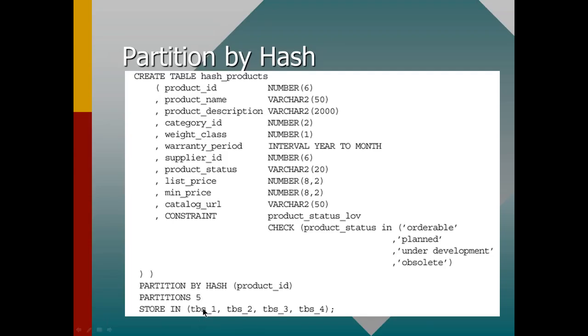When you say five partitions, partition 1 will go in tablespace 1, partition 2 will go in tablespace 2, and so on. The point is that if I wanted to do a search for a range of product IDs, say product ID 50 to 60, then I'm in a little bit of trouble because I'll be doing a lookup for each value and jumping between data partitions to process that query.